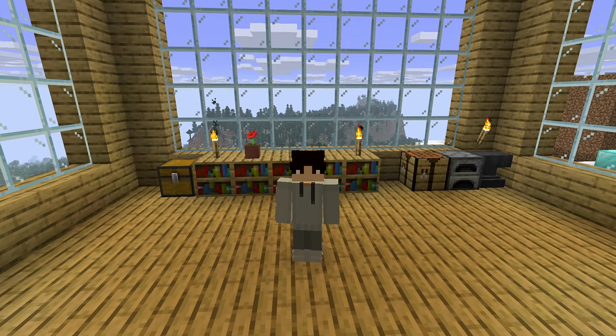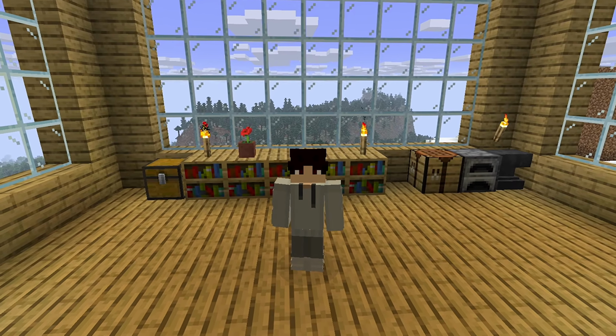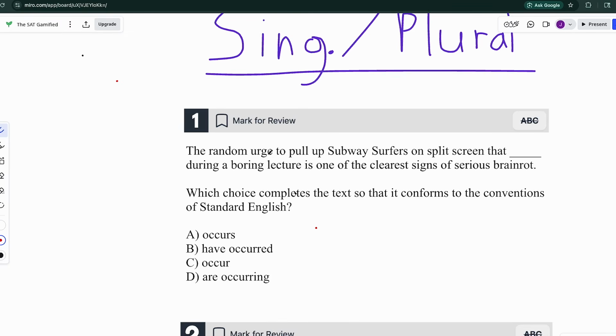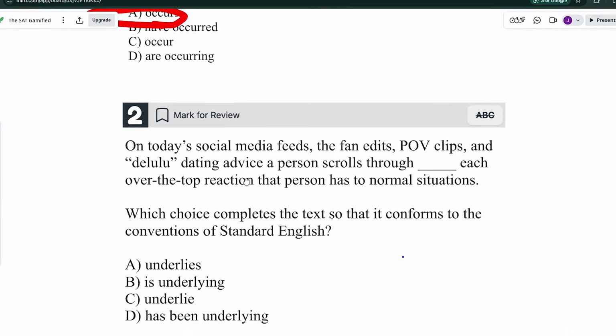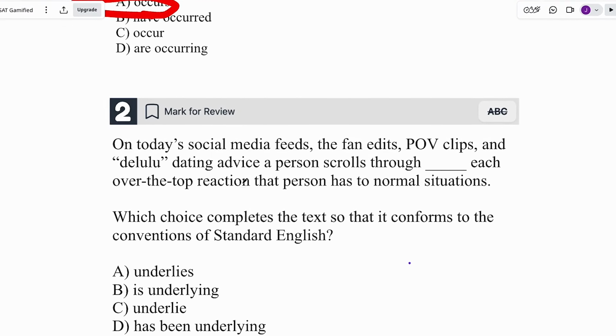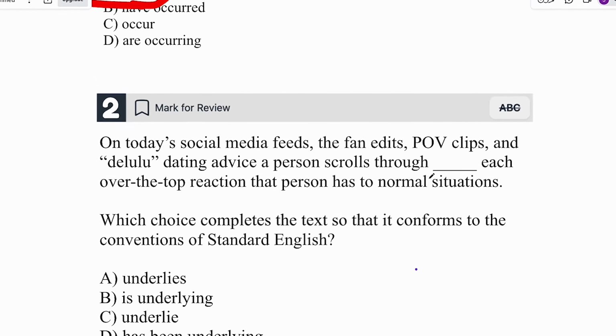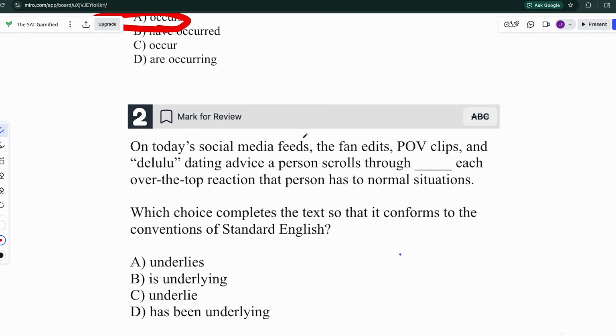In order to do these questions, you have to find the exact subject and then match the verb that goes with it. The random urge to pull up Subway Surfers on split screen that blank. Okay, so the subject of this is urge. It's not anything else, and you can tell because that's the only thing that makes sense if you match it with the verbs given here. Since it's singular, we have to use an S at the end, so therefore A must be right. On today's social media feeds, the fan edits, POV clips, and Delulu dating advice a person scrolls through blank each. Okay, these are multiple different things, so we must find a plural verb for this one.